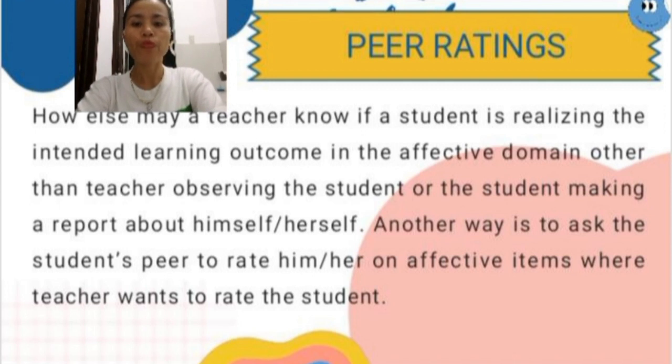So for that, the teacher needs a strategy to check if the ratings are accurate or not. What the teacher can do is by way of observation. So, this is peer ratings.